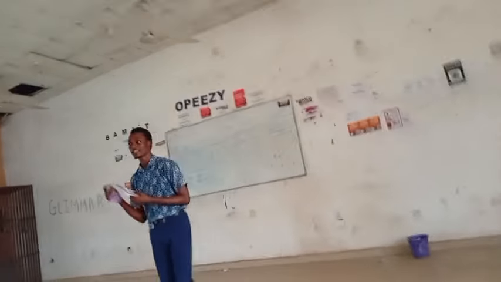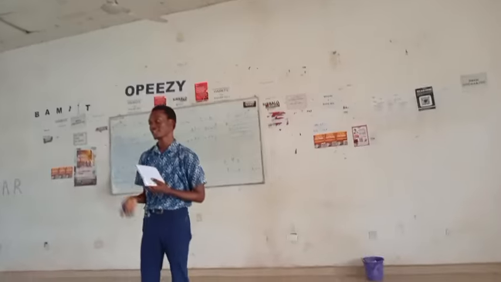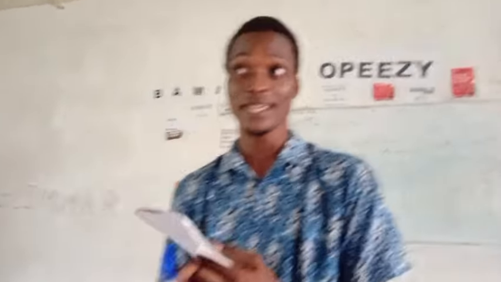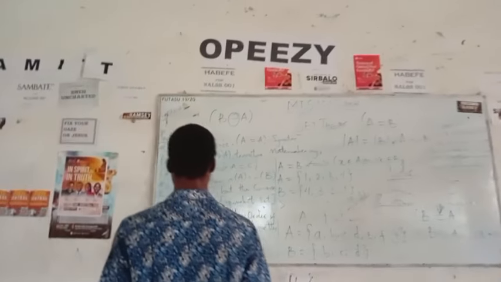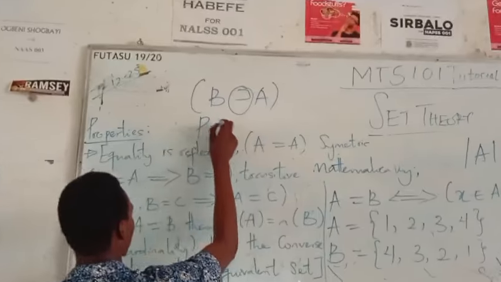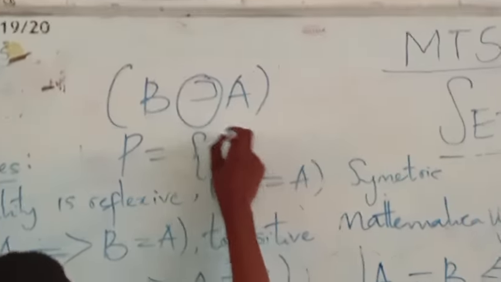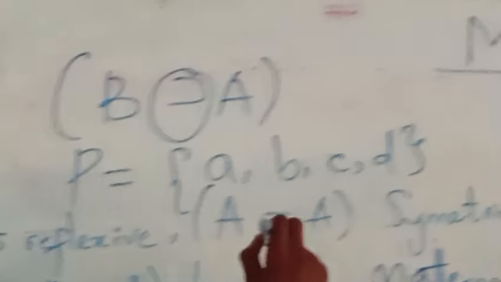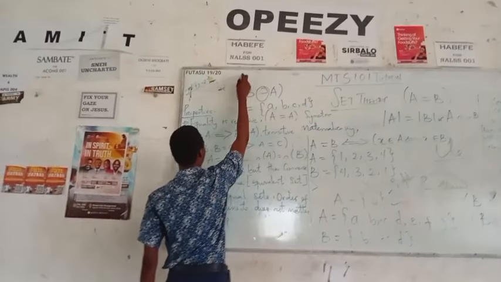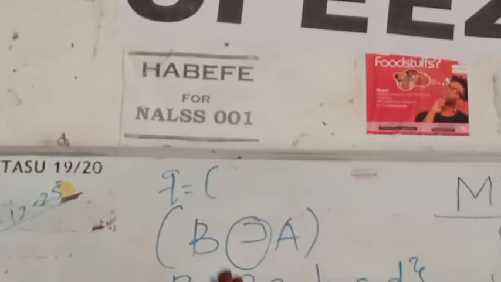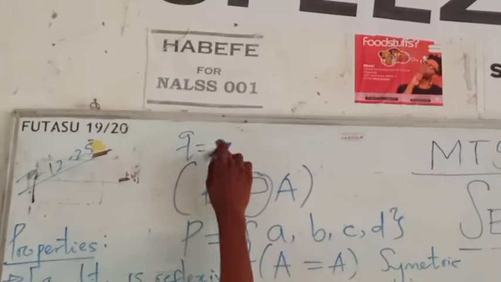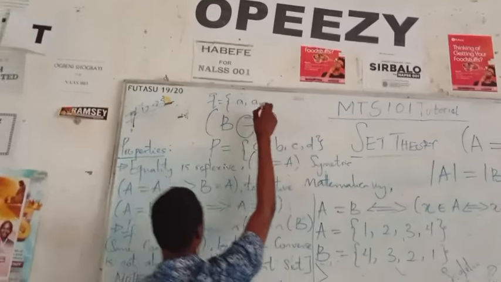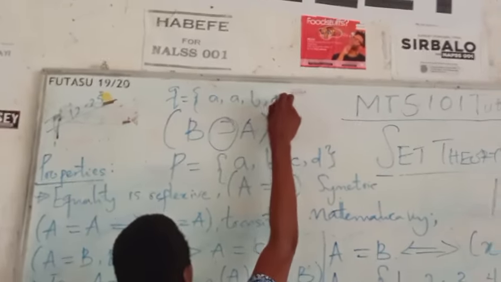Let me give you this example, like in class. Give me the answer yourselves. Example 2. Set P equals {a, b, c, d}. That's set P. And Q equals... sorry, don't use this bracket, make sure you use the normal brackets. Q equals {a, b, c, d}.